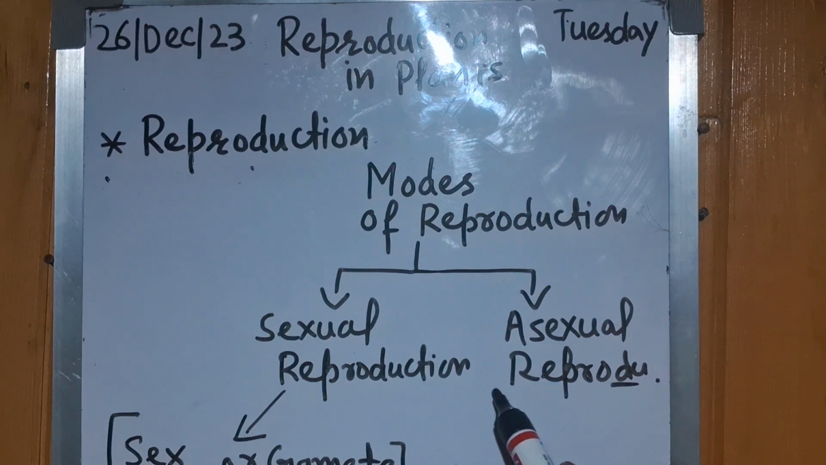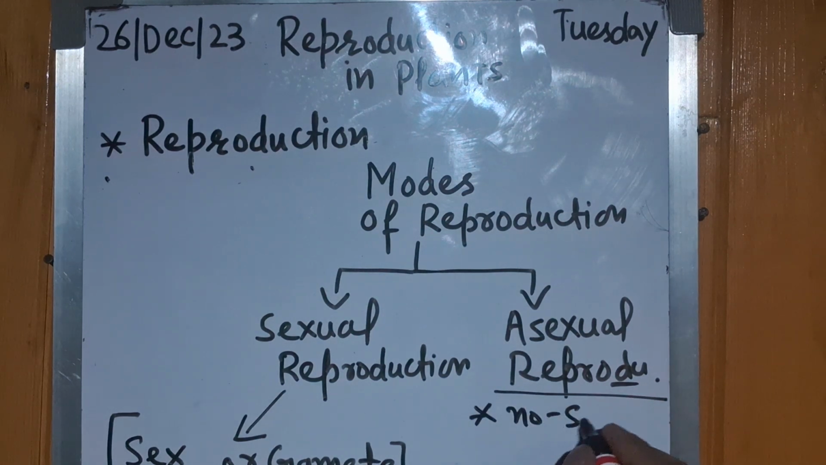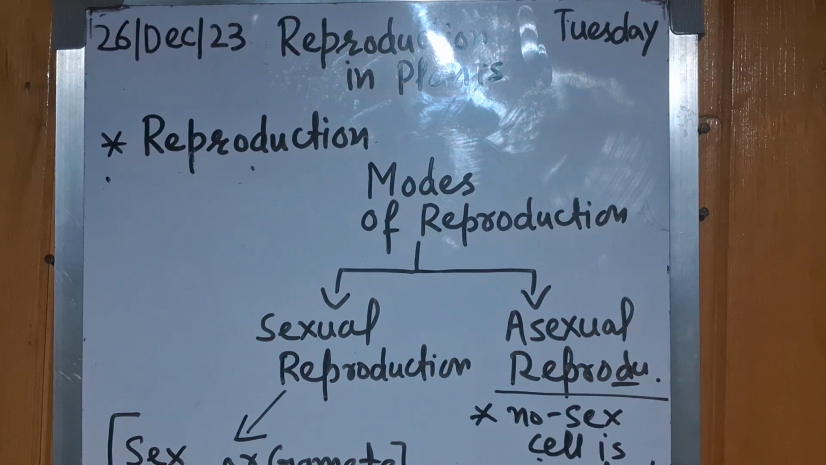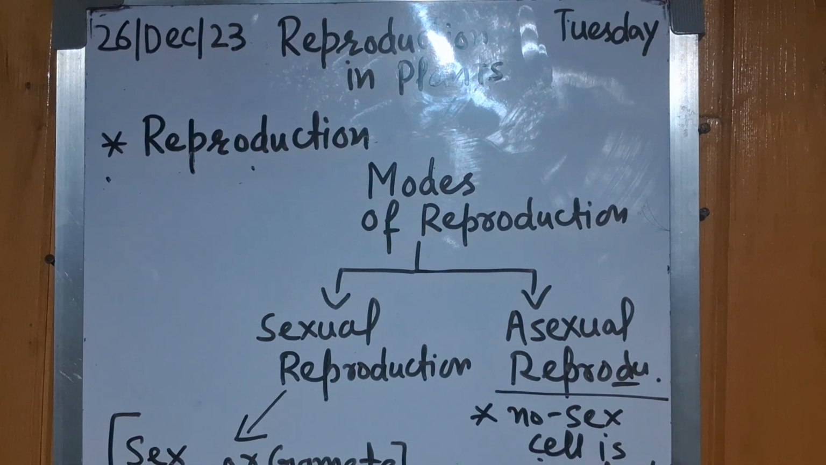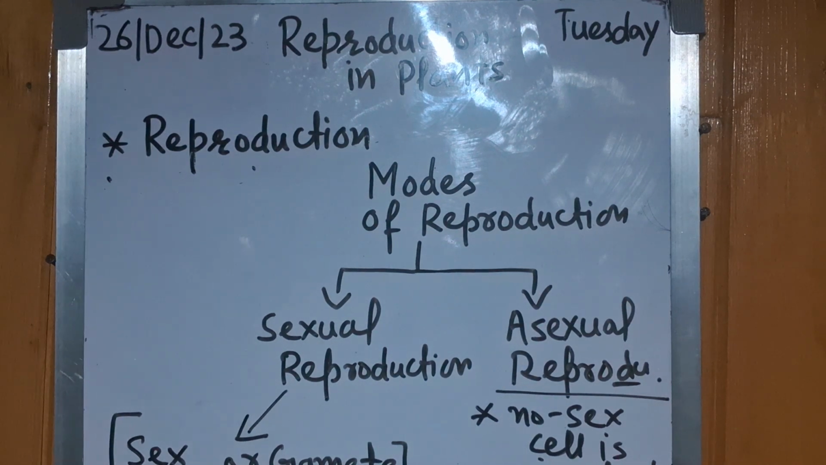Asexual reproduction is that type of reproduction in which no sex cell is involved. No sex cell is involved in asexual reproduction. And mainly in asexual reproduction, there is a single parent involved.